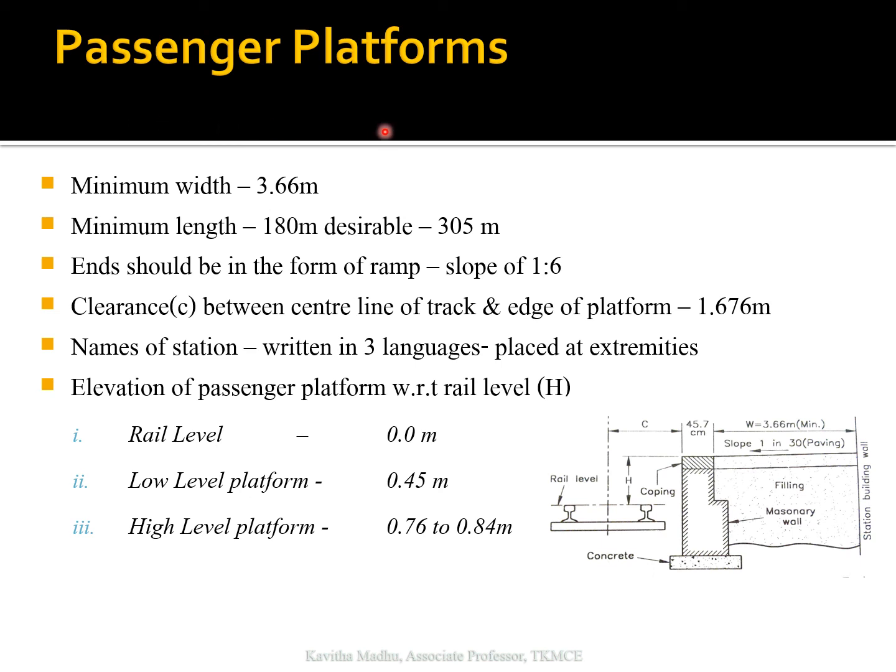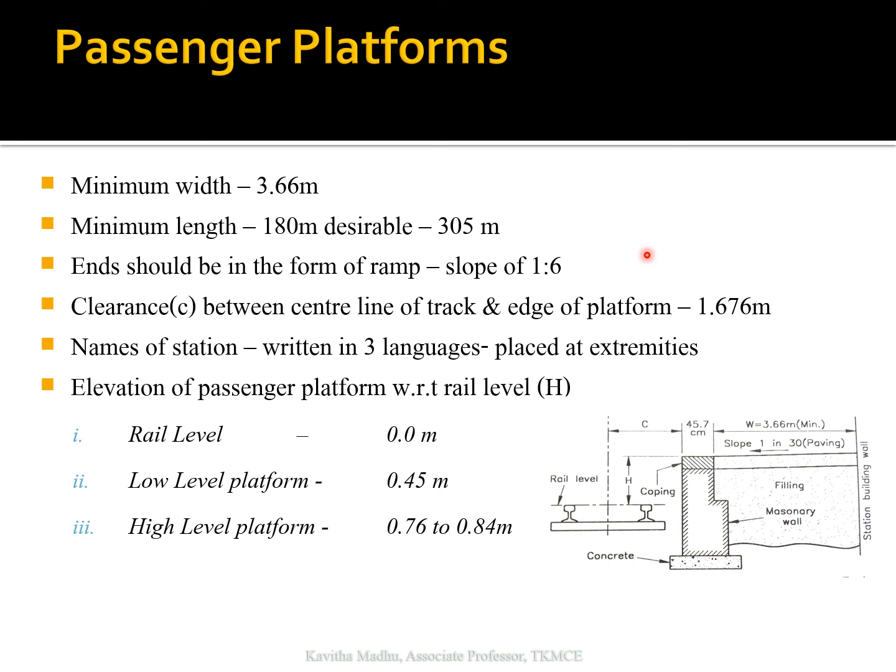Passenger platforms, as the name implies, are meant for passengers who are using the train. The essential requirements of a passenger platform: the minimum width should be 3.66 meters and should be paved, the minimum length is 180 meters and desirable is 305 meters, and this length should be paved. The ends of the raised platform should be in the form of a ramp with a maximum slope of 1 in 6, and there should be adequate lighting on platforms for the efficient and safe running of trains at night.